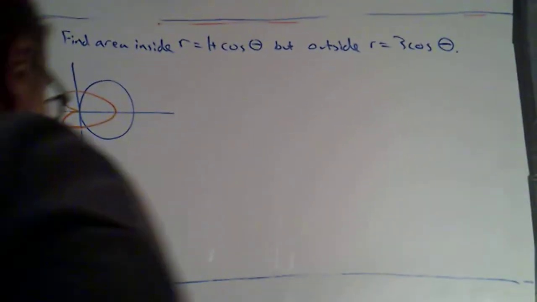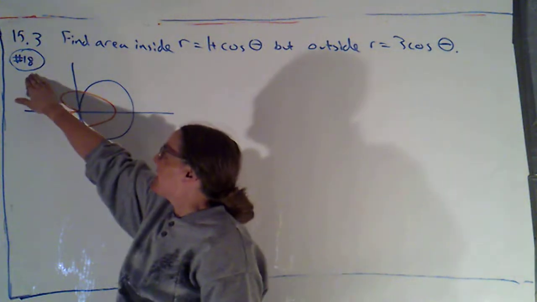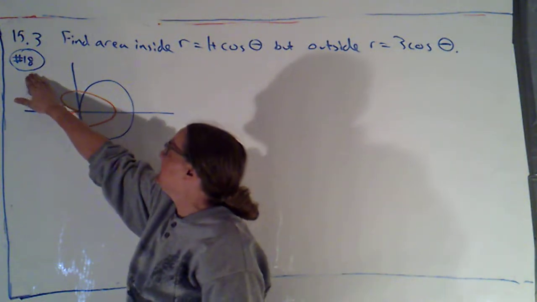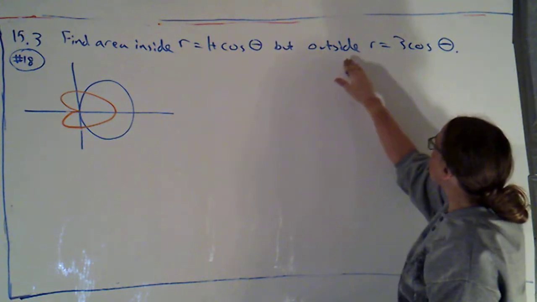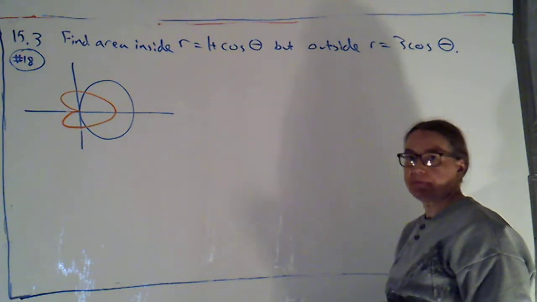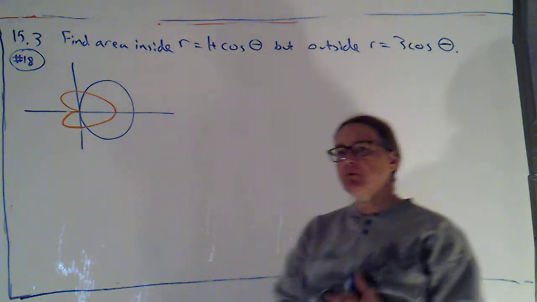Okay. So, still in 15.3, I've taken a problem from the text. It's number 18. It says, find the area inside of r equals 1 plus cosine theta, but outside of r equals 3 cosine theta. Okay. And I've given you a lovely picture of those two curves.